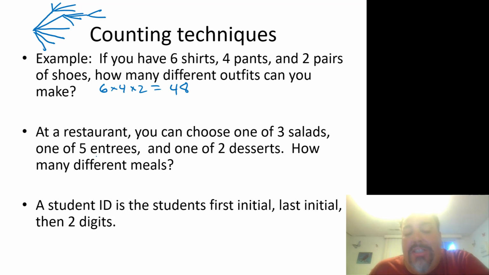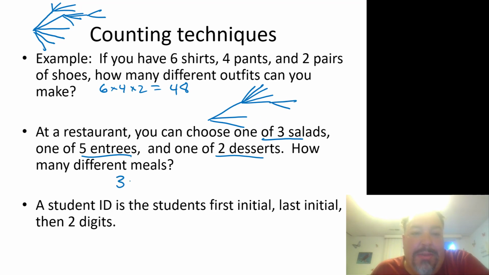And if you go to some restaurants like TGI Fridays or maybe Olive Garden or whatever, and say they have a special where you can choose one of 3 salads, one of 5 entrees, and one of 2 desserts. How many different meals could you have from that? So again, imagine you're making a choice of a salad. You got 3 different choices. Off of each of these branches, you would have 5 different choices, and then off of each of those, you would have 2 choices for desserts. So again, the process is going to be 3 times 5 times 2. 3 times 5 is 15, times 2 is going to give us 30 different meals that we could eat there.